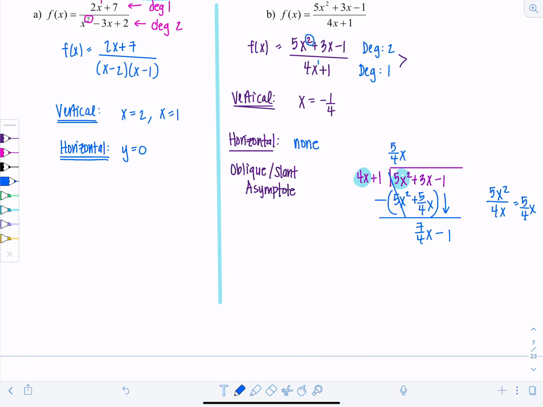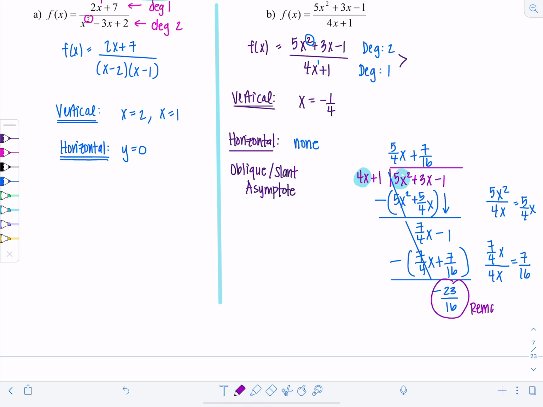And then I have to repeat the process. So let's see here. 7/4 x divided by 4x. That's 7/16. So that's going to go up top here. And then we have 7/4 x plus 7/16. Now I subtract. This cancels out. -1 is -16/16 minus 7/16. This is -23/16. So this is my remainder down here, hanging out. That's the remainder.